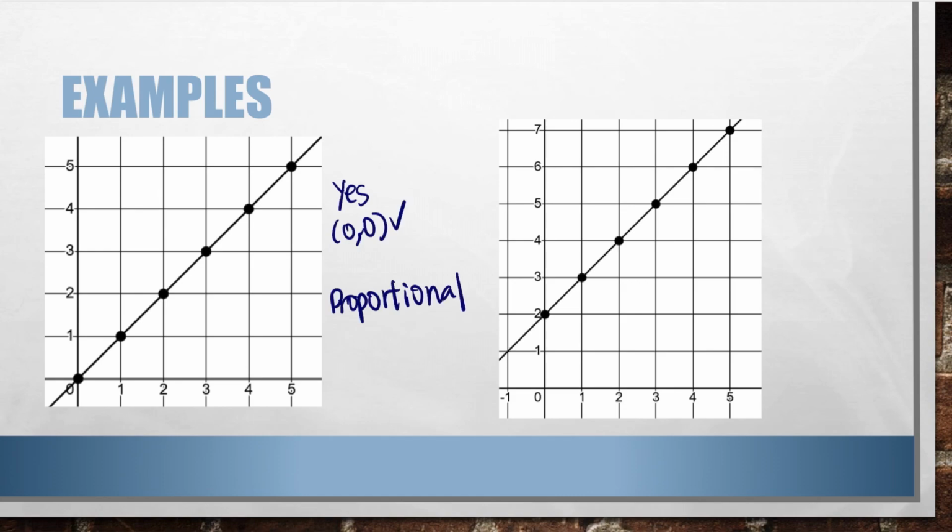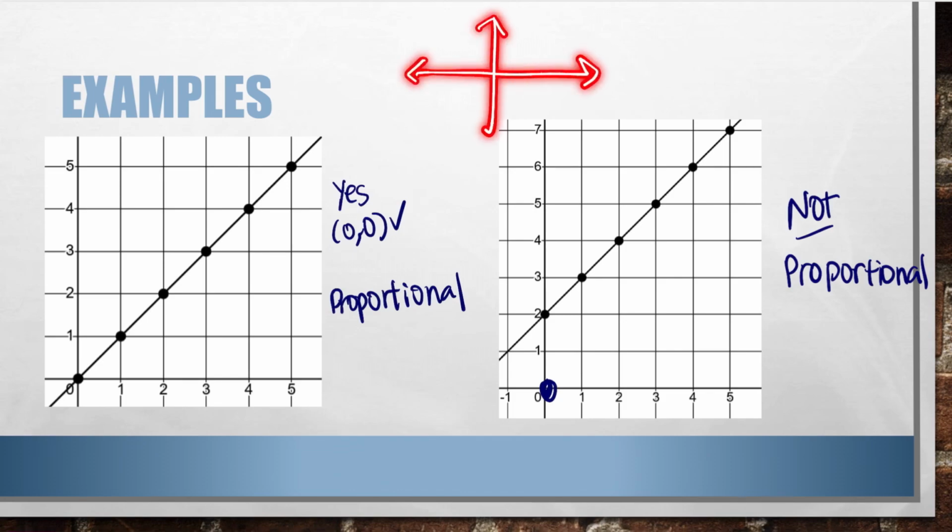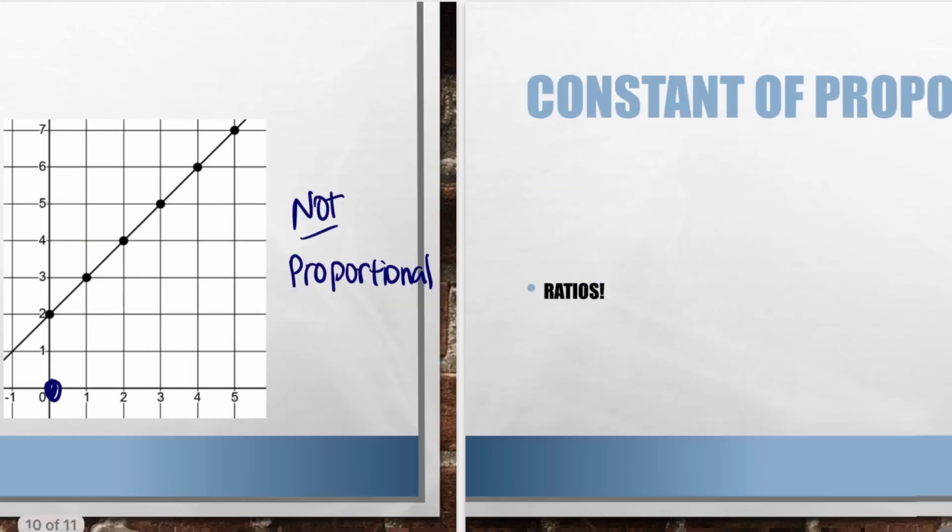But the other one, yes, it is a line, but it doesn't go through the origin, which is down here, so it is not proportional. And that's really the biggest thing here, is that if it's a graph, it needs to make sure that the line goes through 0, 0. It could be downwards, like if I have a graph like this, right, and my line goes downwards like that, as long as it goes through that center point, it's okay. But it has to be a line and it has to go through the origin.